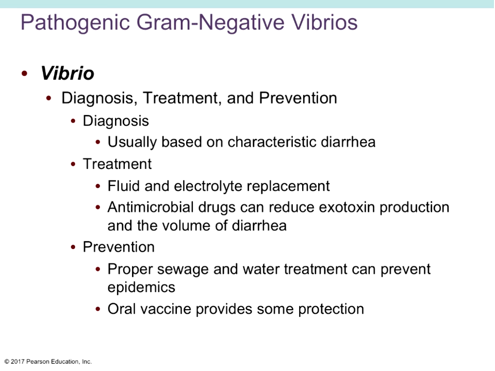So treatment for it is antimicrobial drugs, which can reduce the exotoxin production and the volume of diarrhea. Fluid and electrolyte replacement is a very important aspect of treatment to replace the fluids that are lost. And then prevention is just proper sewage treatment and water treatment, which can prevent these epidemics.